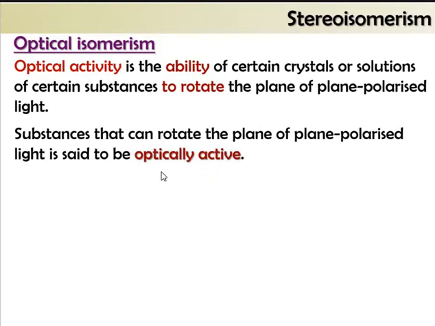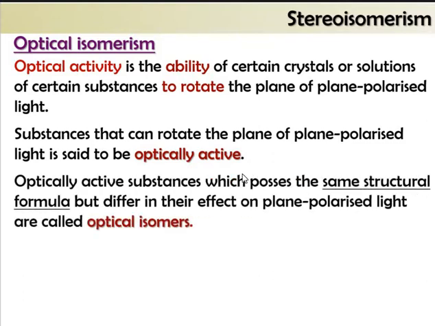So dalam exam pun dia biasa akan bagi hint yang ni, iaitu optically active compound. So you have to know what is an optically active compound. This is the definition: optically active substances which possess the same structural formula but differ in their effect on plane polarized light are called optical isomers.